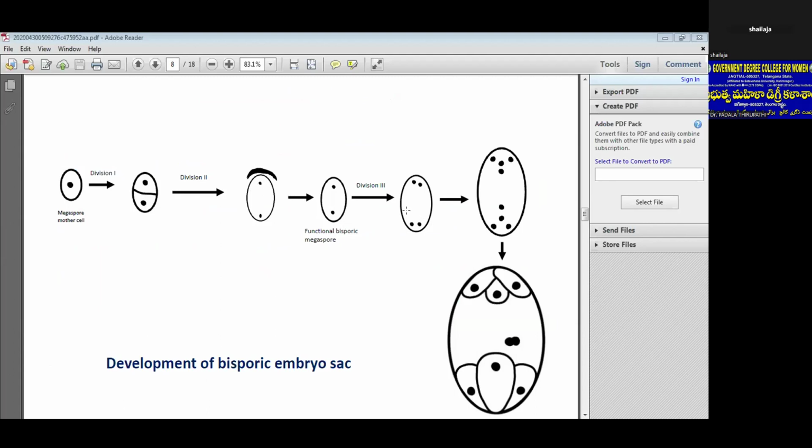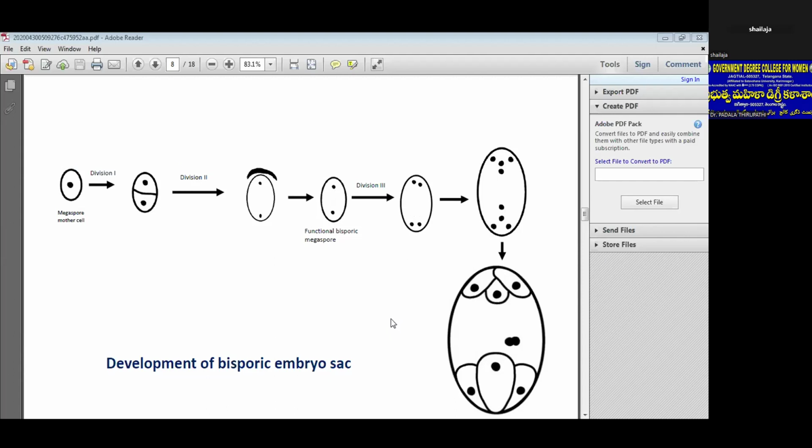Cell wall formation does not occur after the second division, and both nuclei of the functional dyad take part in the formation of the embryo sac. Each nucleus undergoes two mitotic divisions. See here, this is the first mitotic division, this is the second mitotic division. So what happened? 8 nuclei are formed, and the mature embryo sac has 8 nuclei.